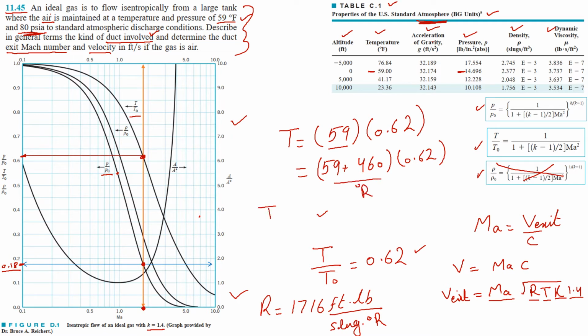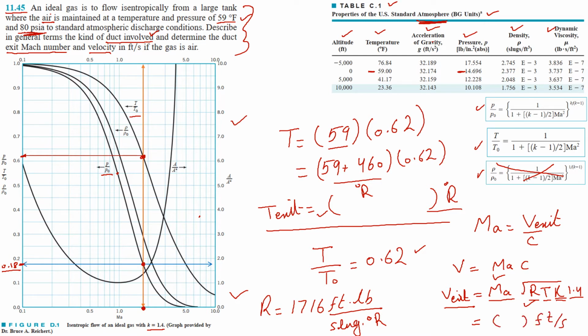So from here we can find our exit temperature by calculating these values. The exit temperature will also come out in absolute units. So now we know our Mach number, we know our value of R. From this equation we will know the exit temperature, and the k value is 1.4, which is already known. So we will get our exit temperature, and from this equation we can find our exit velocity, that will come out in feet per second. So this will be our exit velocity. Our problem is solved, but not all the way.